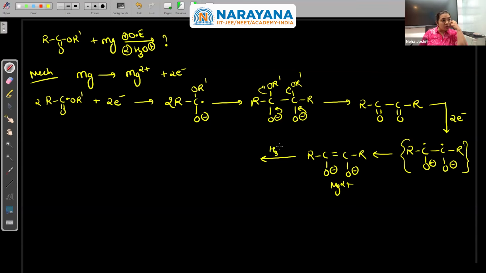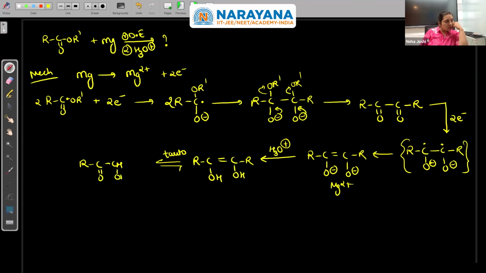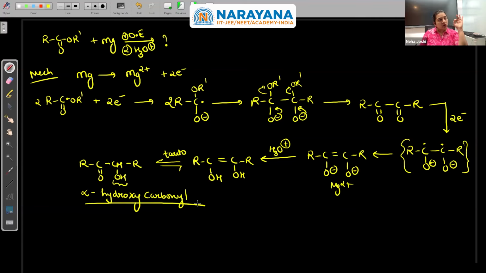So now I am going to water. What will I get? Let me complete the double bond, COH, OHR. And this is RCO, CHOHR. So we are not getting exactly alcohol, but we are getting alpha hydroxy carbonyl compound. No need to learn what is the reaction name and all this. Just see what is the mechanism.